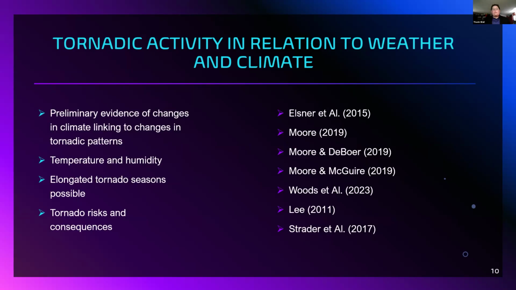Other preliminary evidence shows that changes in climate, for example, temperature and humidity changes, can be linked to changes in tornadic patterns, as they really affect how tornadoes form.